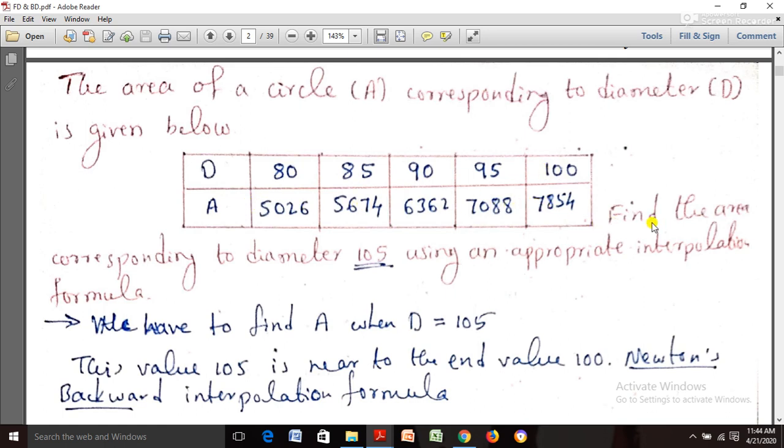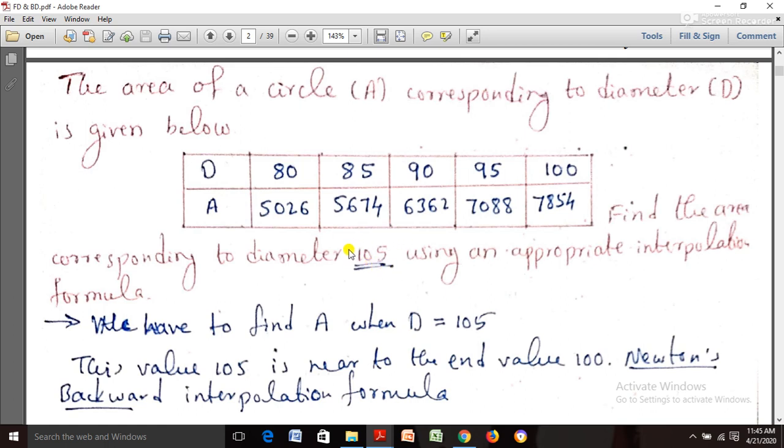Now we have to find the area corresponding to diameter 105 using an appropriate interpolation formula. First we have to use any one appropriate interpolation formula. For diameter 105, what is the area? Here another question arises: in this question, do we use Newton's forward interpolation formula or Newton's backward interpolation formula? That is one confusion, and it is very easy to understand.